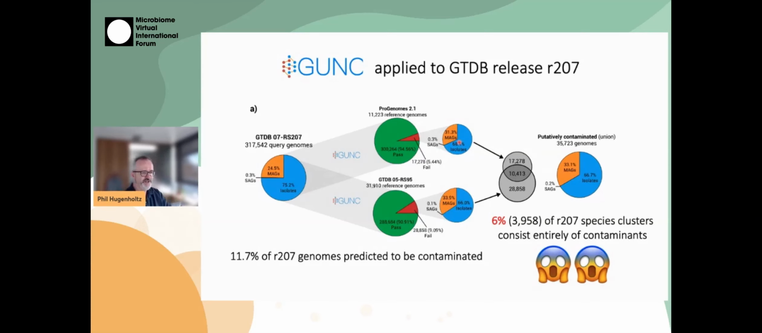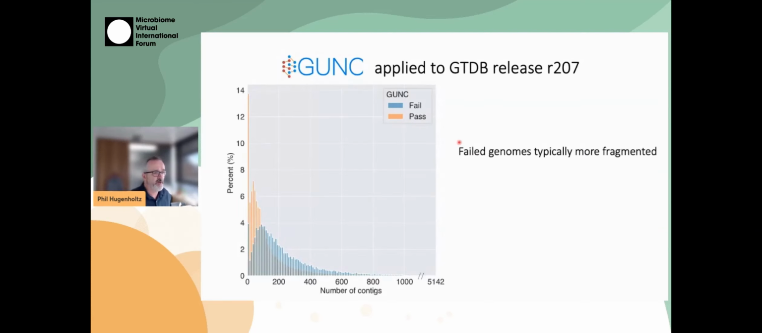So we were very alarmed to see this result, as you might imagine. And if you look at bulk stats, such as the number of contigs between passed and failed genomes, you see things that make sense.